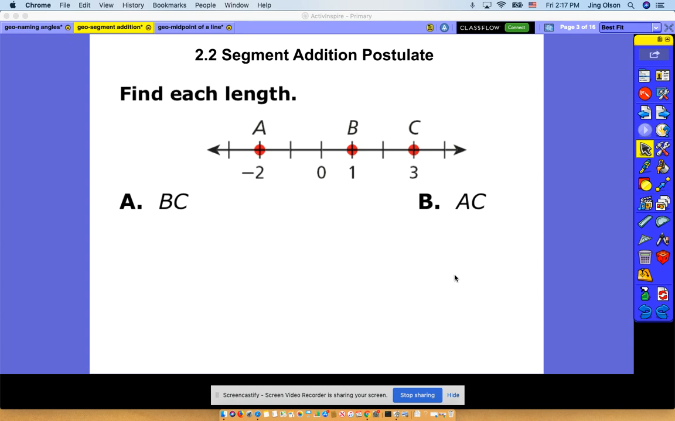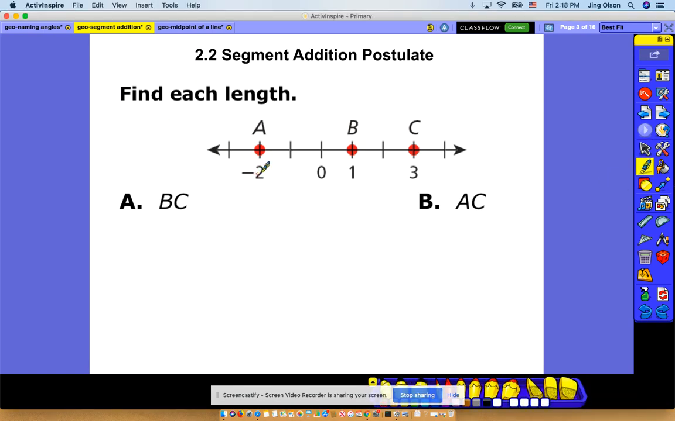Today we're going to talk about segments, so line segments and stuff. Last lesson we learned how to write different notations for different things. This lesson we're going to be focusing on line segments. Before we get into this theorem, we're going to go ahead and look at this number line.